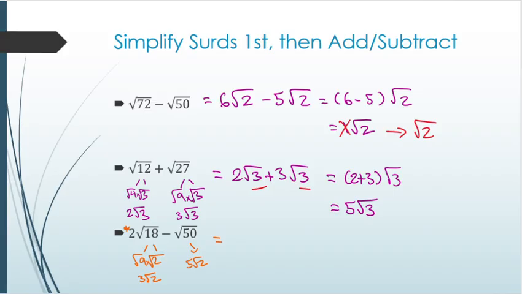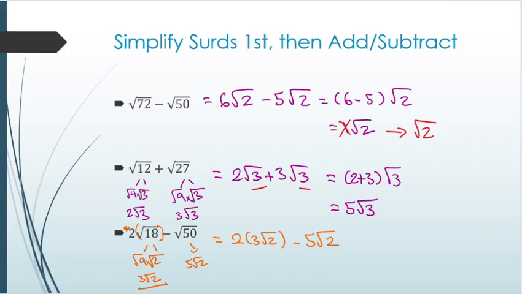Now, this is the tricky part here. So I am going to replace this 3 root 2 that I found after simplifying into where square root of 18 is in my original question. So this will now become 2 bracket 3 root 2 minus 5 root 2. Now you may be wondering, oh, what do I do after here? It's actually quite simple. Just remember what I said earlier. It's like 2 times x.